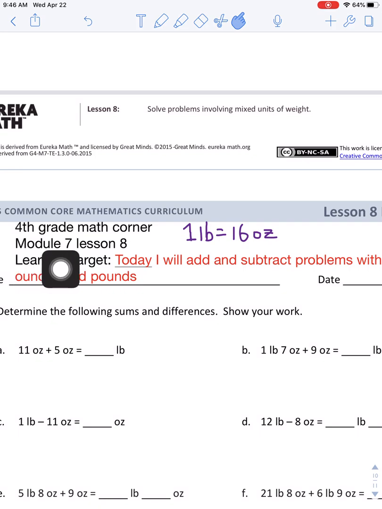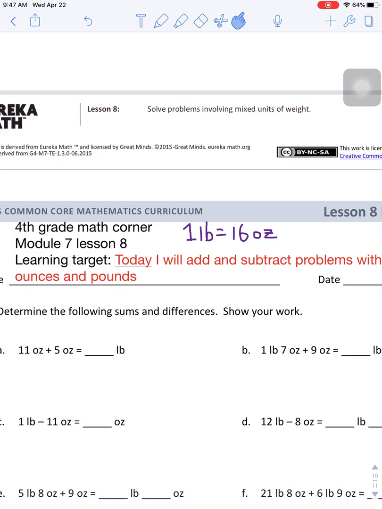Today we're going to be doing Module 7, Lesson number 8. Our learning target for today: I will add and subtract problems with ounces and pounds. Ounces and pounds are ways that we weigh things to see how heavy they are.